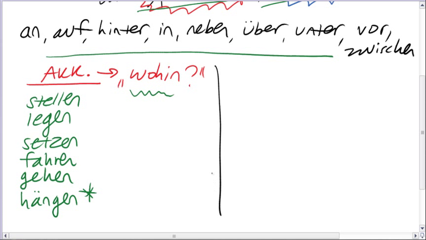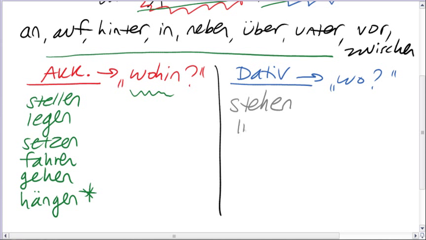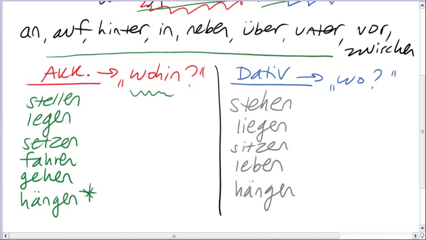So let's try the list of dative verbs now. So Dativ, which asks the question wo, where is something located? So if you're just talking about where is something in a room, then the verb you're probably going to use will be paired with a dative use of that preposition. So Dativverben, for example, stehen, liegen, sitzen, leben, just a couple, hängen. Good.